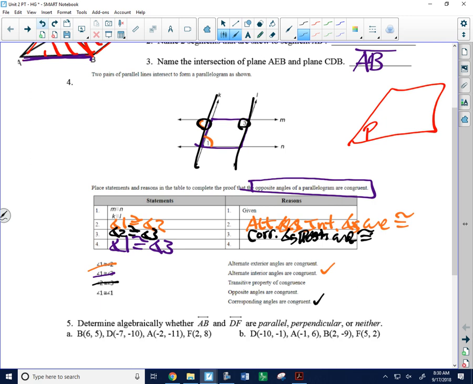Okay, and finally, we knew it was going to be 1 congruent to 3, and we can look at our reasons. 1 is congruent to 2, 2 is congruent to 3, so 1 is congruent to 3. Transitive.